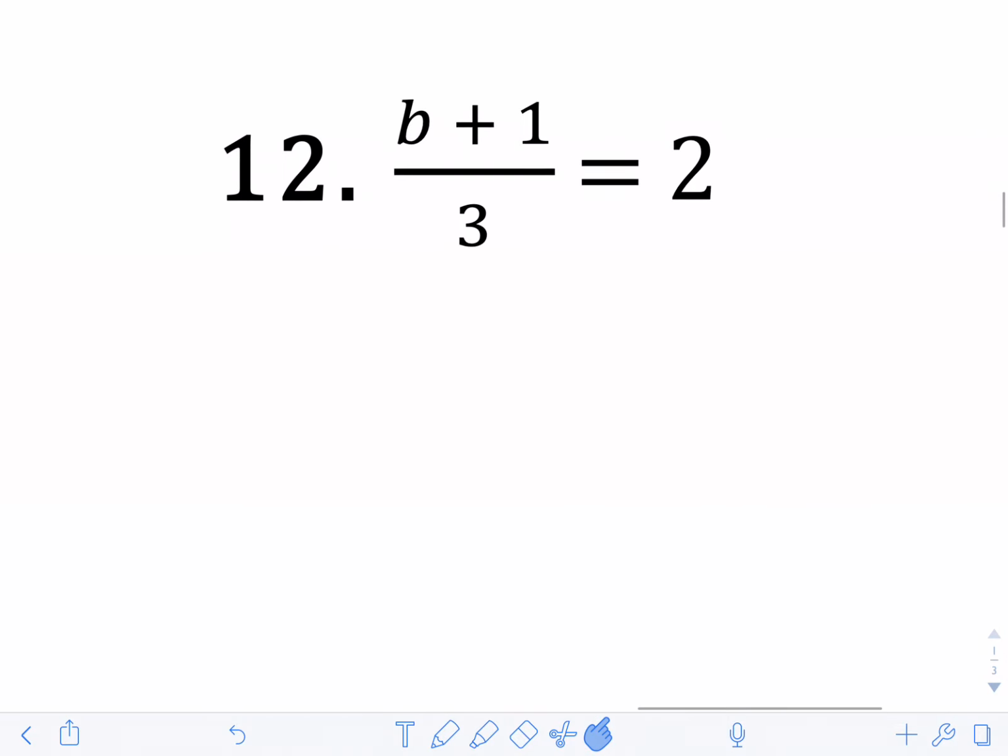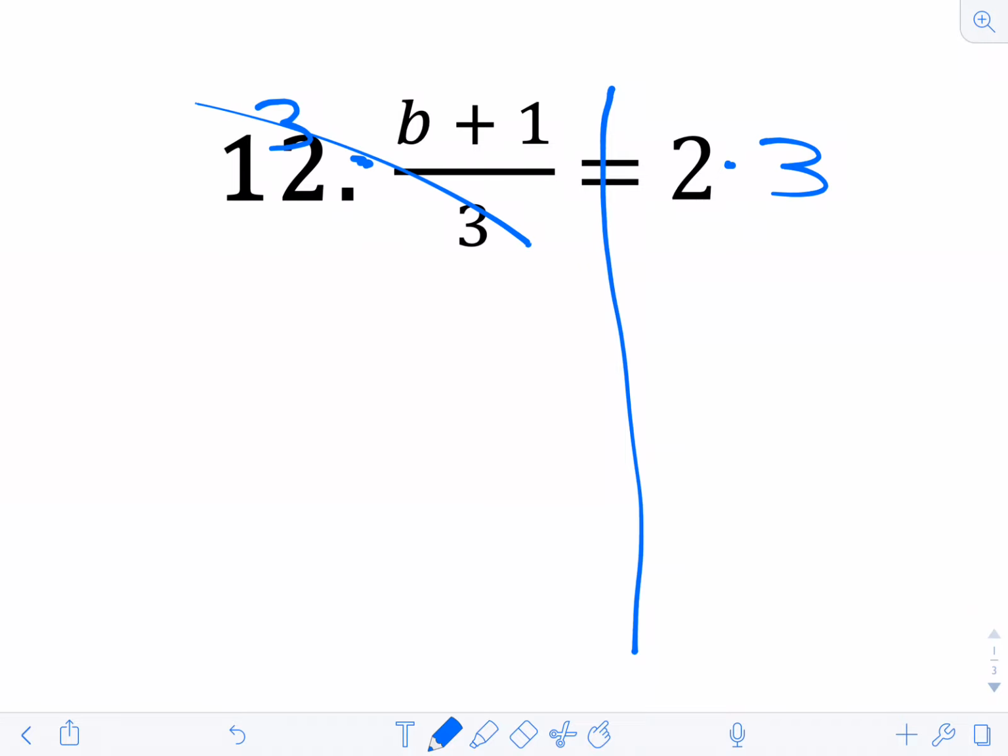Alright, and last one like this. So again, you have b plus 1 divided by 3 is equal to 2. I drew my line. I see all of that stuff is divided by 3, so I gotta get rid of that dividing by 3, I'm gonna do the opposite. I'm gonna multiply both sides by 3. And again, those cancel each other out. B plus 1 is equal to 2 times 3 is 6.